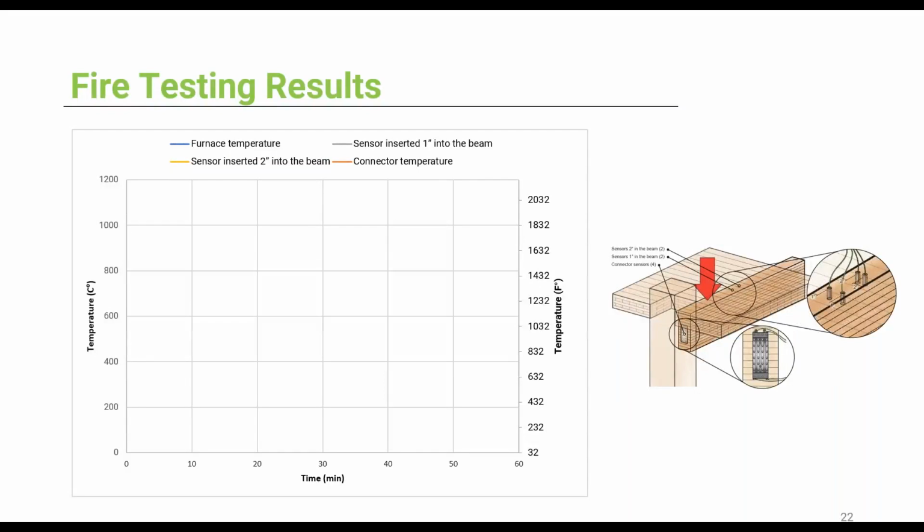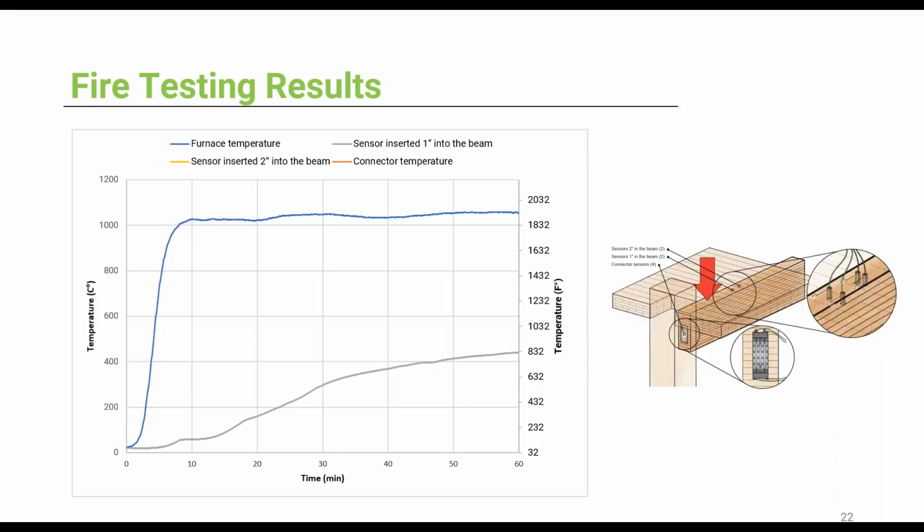This chart here shows the temperature versus time for the single Rikon over 60 minutes. So this blue line shows the furnace temperature. It started from 0 and it went all the way up to 1,000 centigrade or 1,800 Fahrenheit. And just for reference, wood's auto ignition temperature is approximately 400 centigrade.